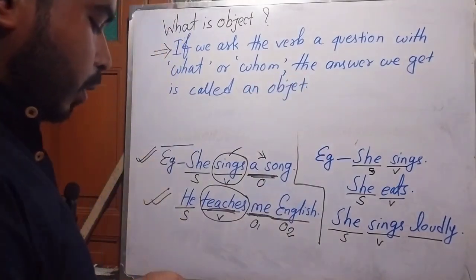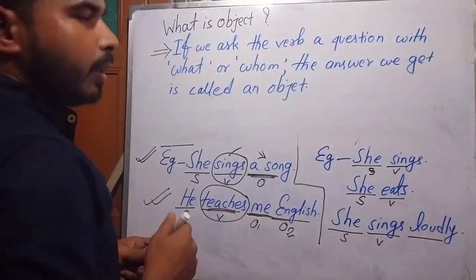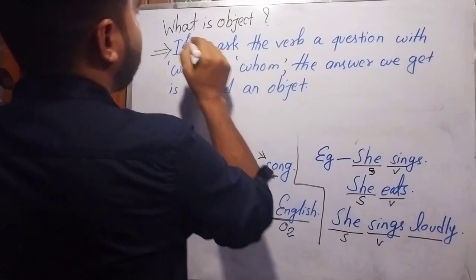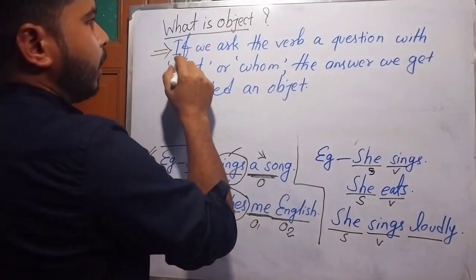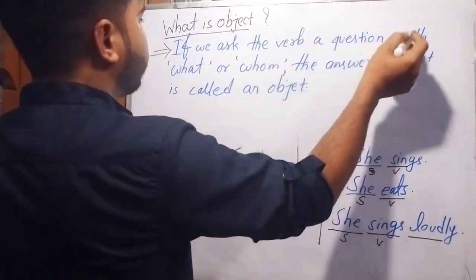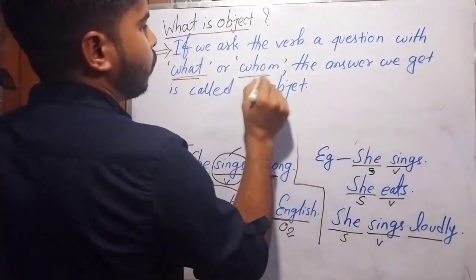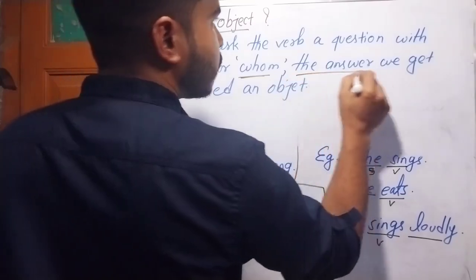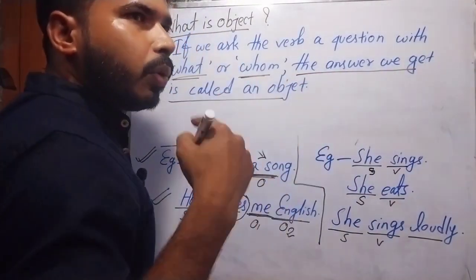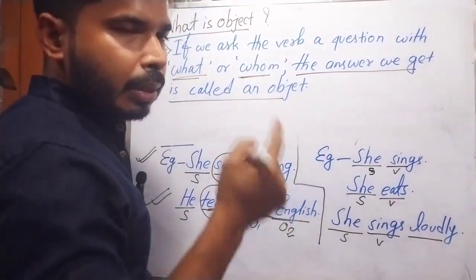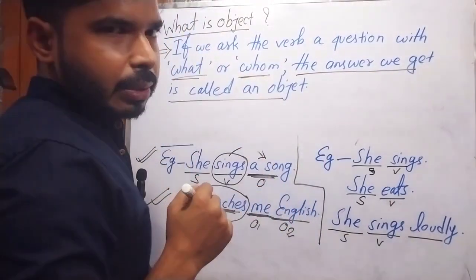So this is the only sentence you have to remember for identifying an object. Okay. So the sentence is, if we ask the verb a question with what and whom, the answer we get is called object. And if we don't have any answer, then it will not be considered as an object.